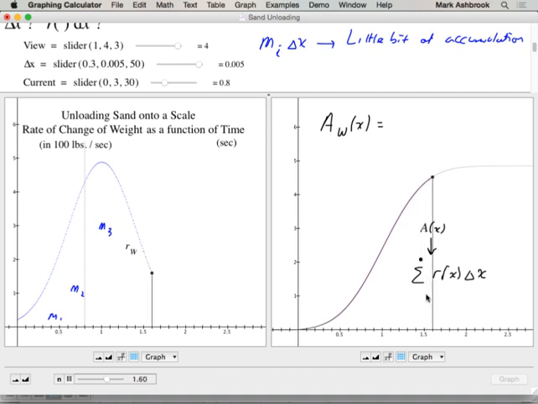So the A function, its basic rule is this. We know it's a lot longer and more complicated than that, but that's it in a nutshell, summing up bits of change. Okay? But then when those intervals get small enough, we can write this a different way.